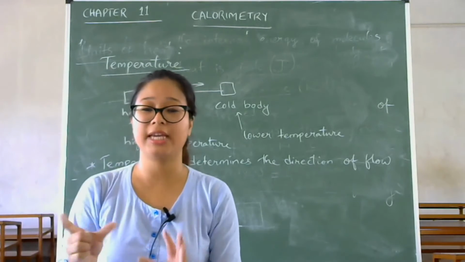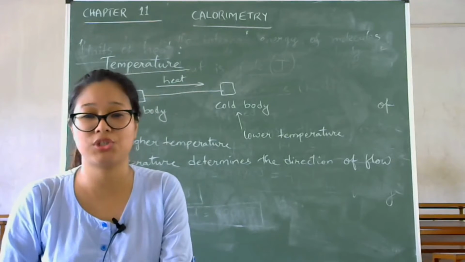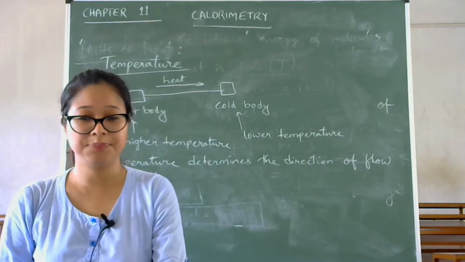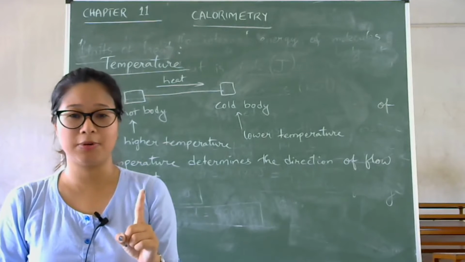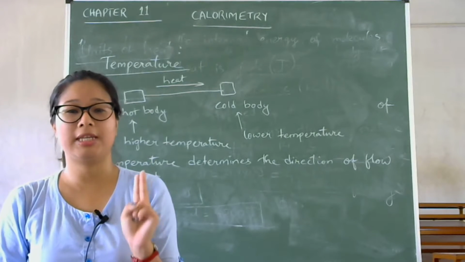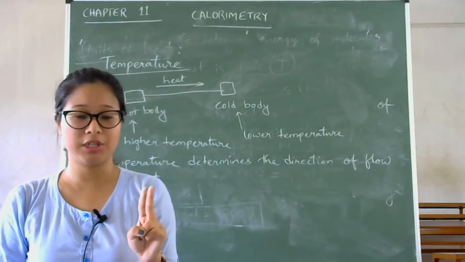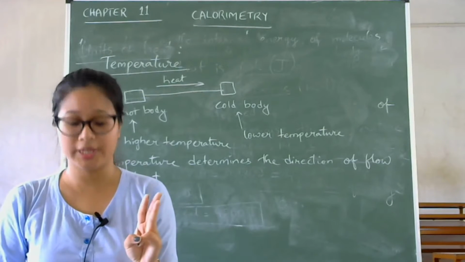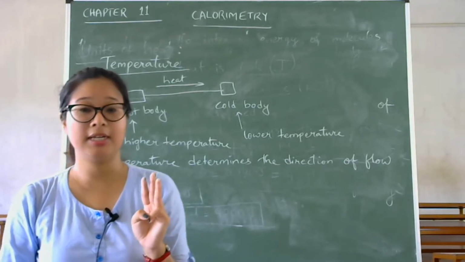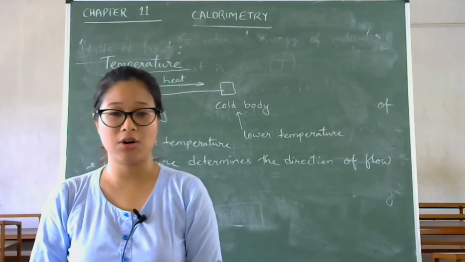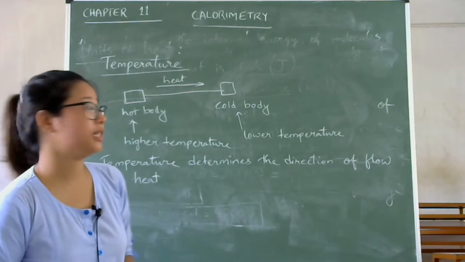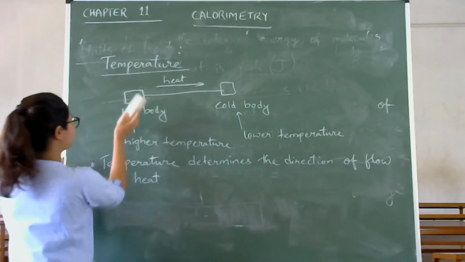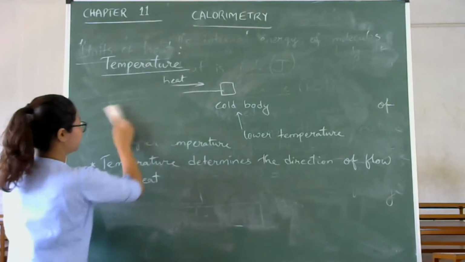So the heat contained in a body depends on three factors. Number one, it depends on the mass of the body. Number two, it depends on the temperature of the body. And number three, it depends on the material or substance of the body. Now let us look at the units of temperature.